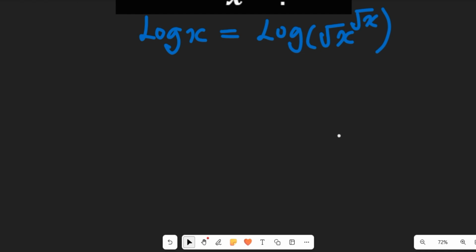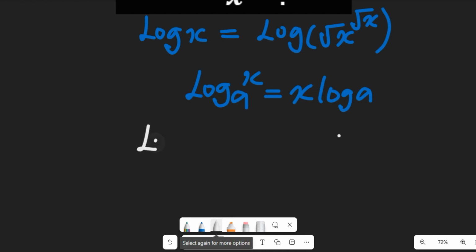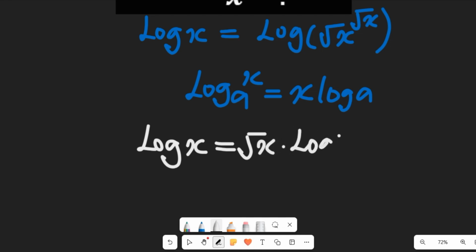And if I simplify this, I want to flash your mind back to a law of logarithm. If you have the log of x base a, this can simply be equal to x multiplying the log of a, right? So in this simple expression, all we simply need to do is to apply it to the original expression. And this will give us the log of x equal to the square root of x multiplying the log of the square root of x, right?